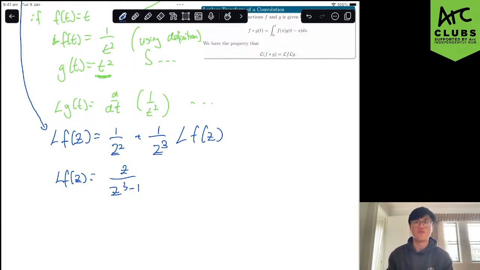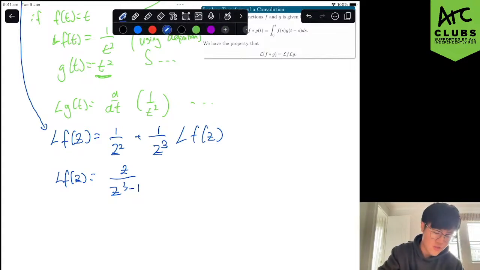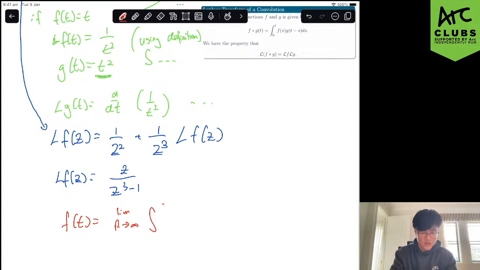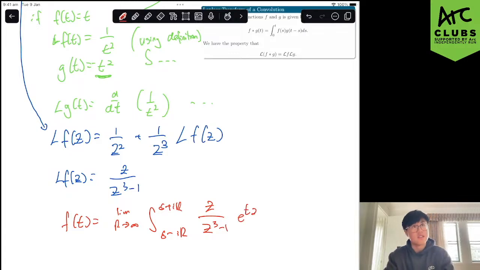And now we can finally use one of the inversion formulas. As I said, we are eventually going to use the residue formula, but let's imagine we don't use the residue formula and do it straight from the definition. So if we use the inversion formula from the definition, f of t is equal to the limit of R to infinity of the integral from minus iR to iR of the Laplace of f, so z over z cubed minus 1, multiplied by e to the tz dz.